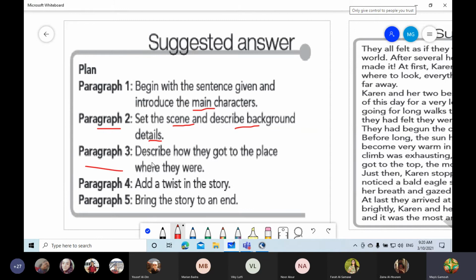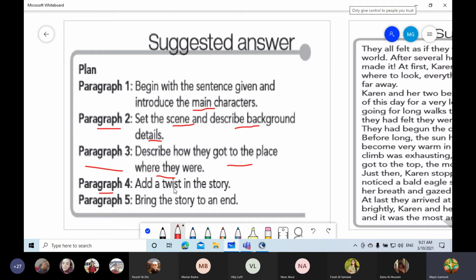In paragraph 3, we have to describe how they got to the place. When they give us the sentence that they feel they are on top of the world, we can imagine that they reached a certain place. They were in a place and they reached another one. So give me details about how they got to that place and where they were, when.